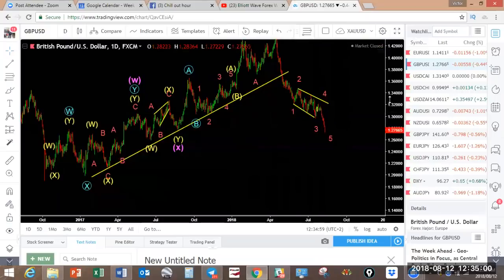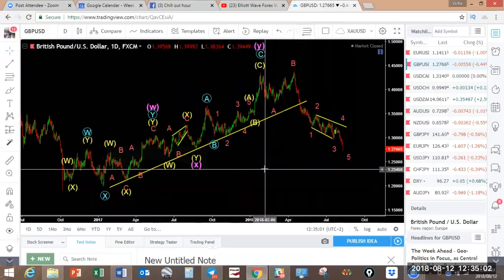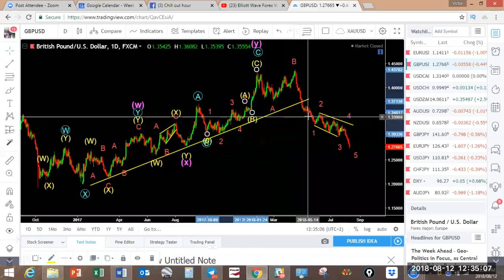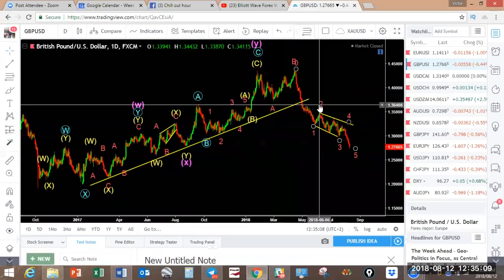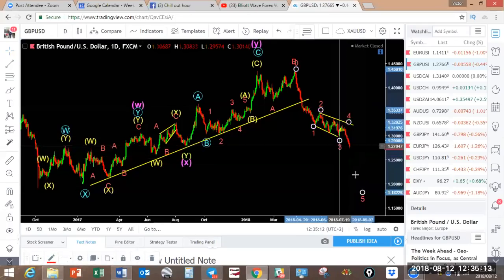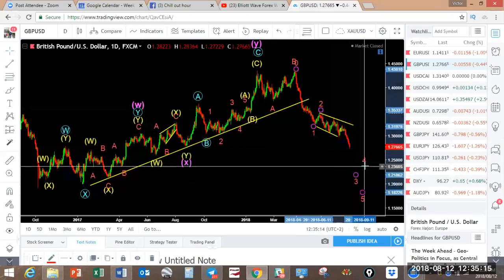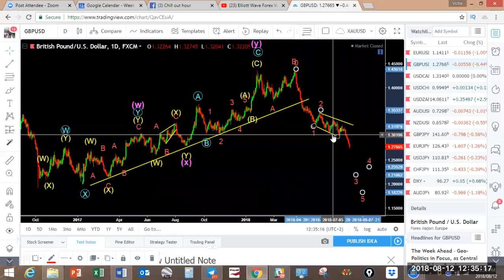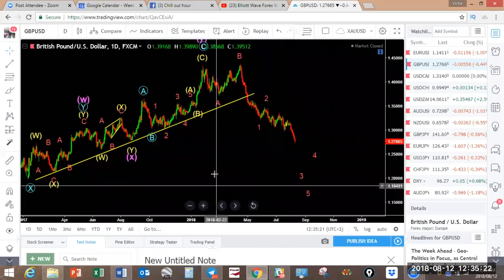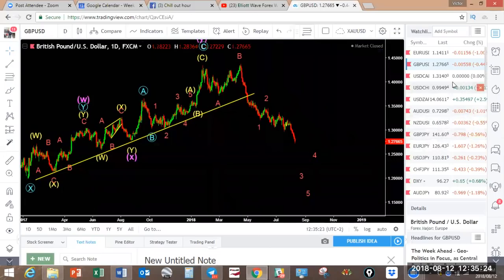So keep selling these continuation patterns. That's what you have there. So we just update this. So this one is now not a diagonal, but an impulsive move to the downside. So you're going to be looking here for a wave 3, then a 4. Let's take this off. All right. So that's pound US dollar.